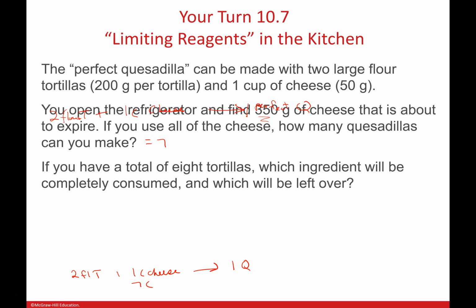Next question. If we have 8 tortillas, this is for you, Autumn, which ingredient will be completely consumed and which will be left over? How many tortillas do we have? We have 8, and we need 2 tortillas per quesadilla. You'll have cheese left over. Yep.